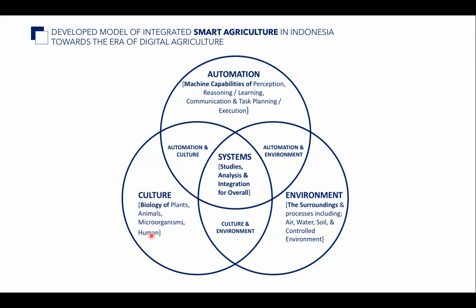I think if we talk about agriculture, the farmers, we have to know their characteristics, we have to know the behavior of our farmers before we develop the automation, before we develop the technology, etc. So that's the core of integrated smart agriculture.